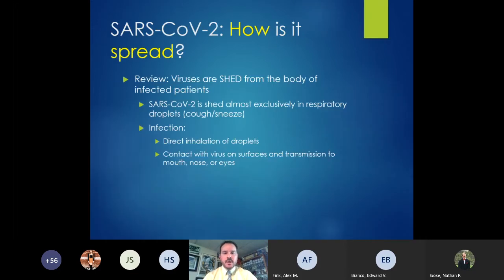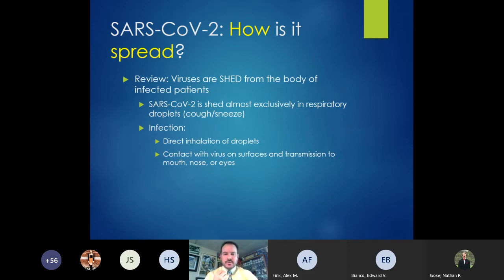So here we go. We talked last time about how viruses are shed from somebody who is infected, and then you pick it up from them. And we do recognize that SARS-CoV-2 seems to be almost exclusively shed in respiratory droplets, coming from the nose and throat. I just saw a paper this morning where they tested the tears of people infected with SARS-CoV-2, and they could not find any virus. So it doesn't appear as though it's being shed in tears.